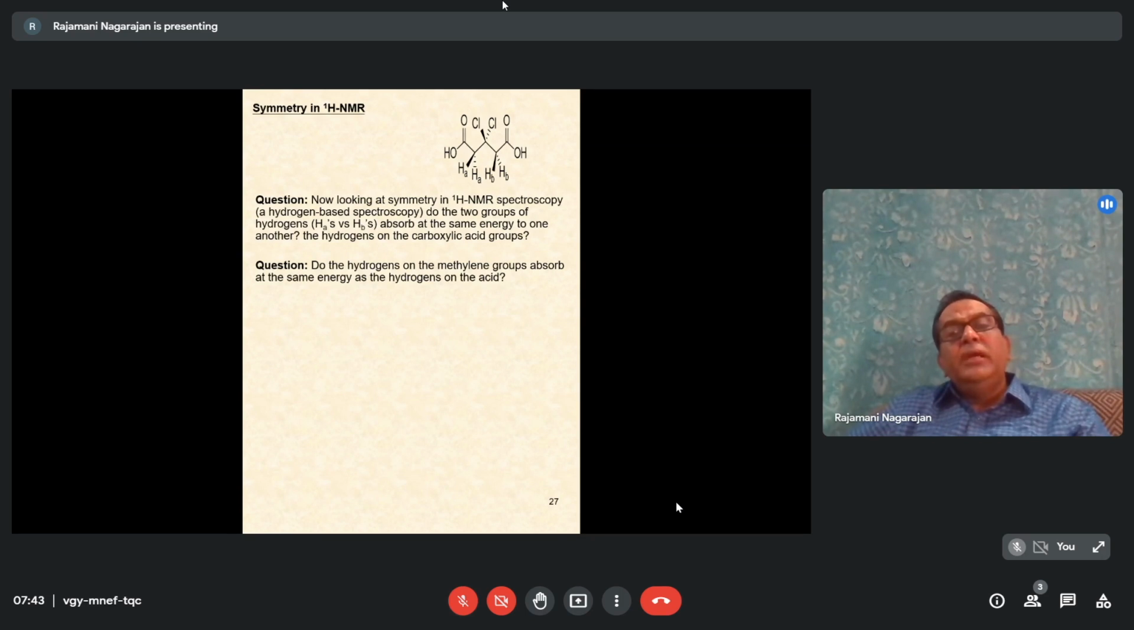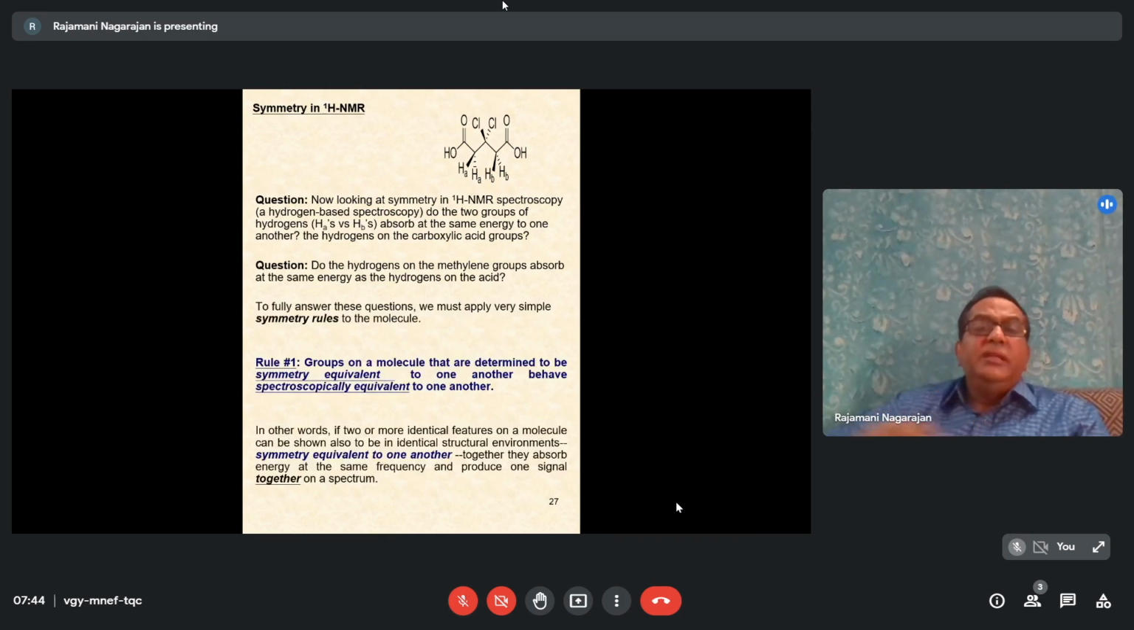Now, looking at the symmetry of proton NMR spectroscopy, a hydrogen based spectroscopy, do the two groups of hydrogens, we have marked as HA and HB, absorb at the same energy as one another? Are the hydrogens on the carboxylic acid groups similar to that? And another question, do the hydrogens on the methylene groups absorb at the same energy as the hydrogens on the acid? So, what would be the answer?